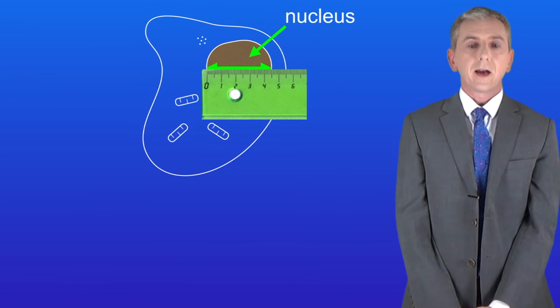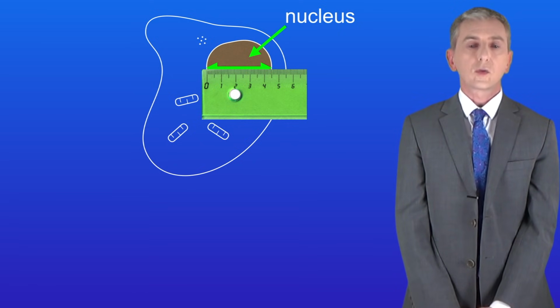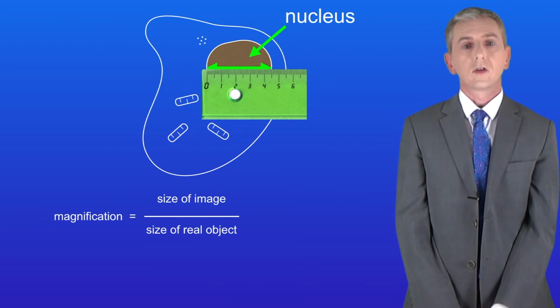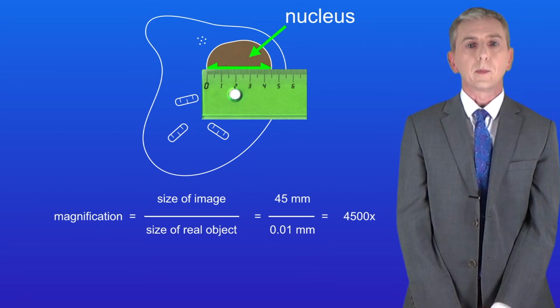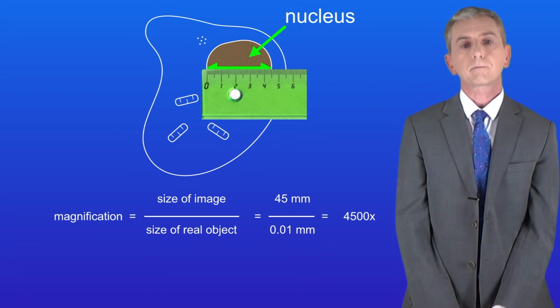Calculate the magnification. So using a ruler, we can measure the image size like this. In this case, the size of the image is 45 millimeters. We know that the actual diameter of the nucleus is 0.01 millimeters. The magnification is the size of the image divided by the size of the real object. So 45 millimeters divided by 0.01 millimeters gives us a magnification of 4,500 times.